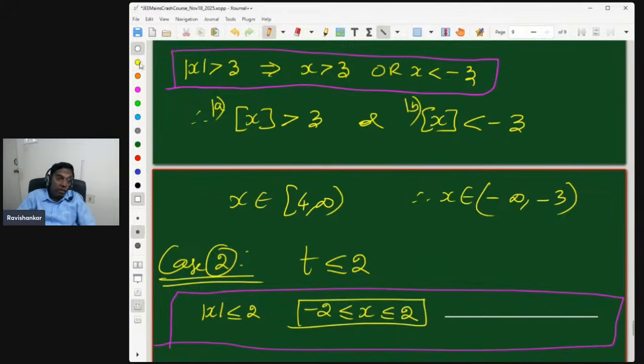You put 0, this is 2, and this is minus 2. All of these regions are allowed.